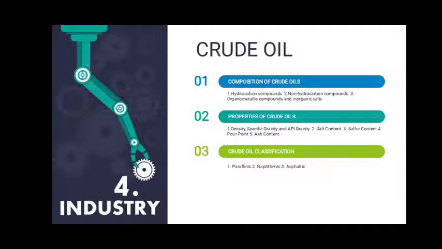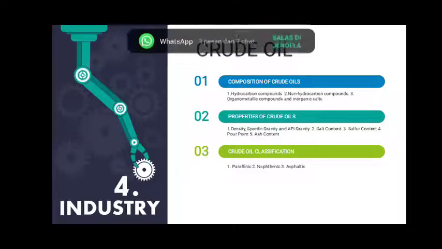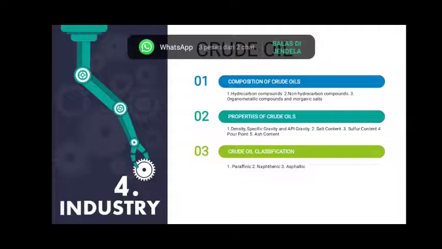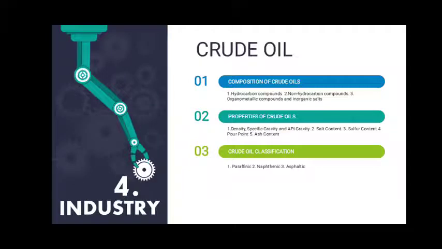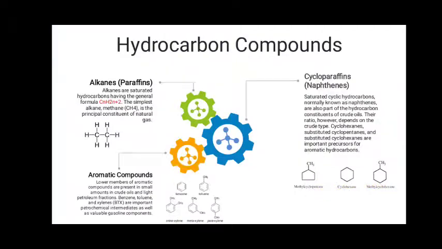I will explain three topics about crude oil. The first, composition of crude oil. Second, properties of crude oil. And the last, crude oil classification. As you can see, the composition of crude oil is hydrocarbon compounds, non-hydrocarbon compounds, organometallic compounds, and inorganic salt. The first composition of crude oil is hydrocarbon compounds.